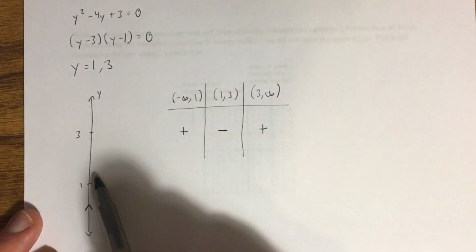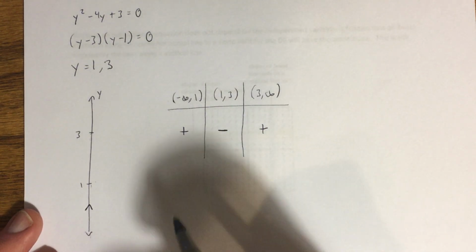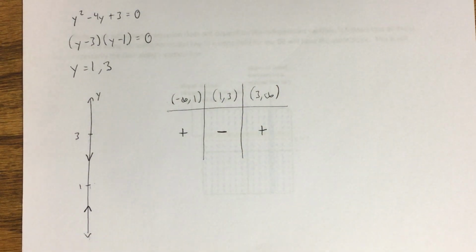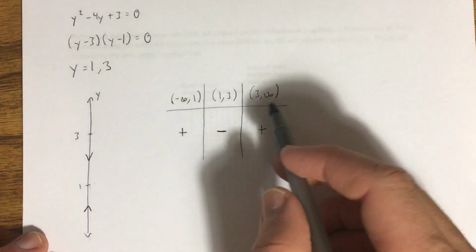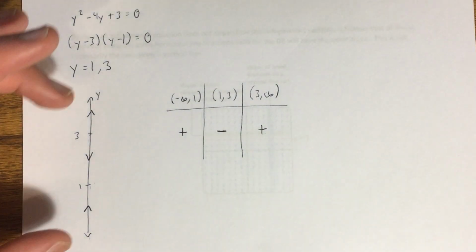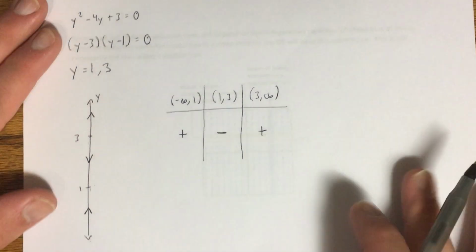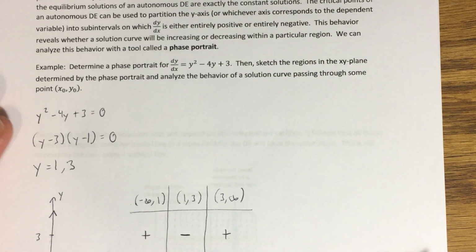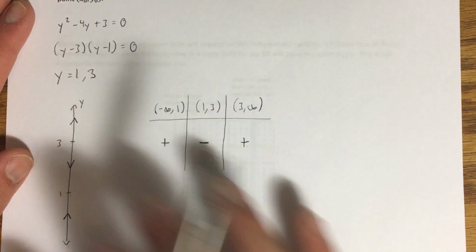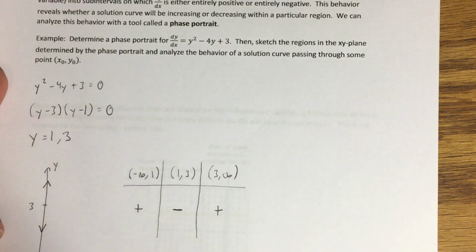Using the same logic, on the interval from 1 to 3, we have negative slopes, indicating that our solution curve would be decreasing there. And then in this interval from 3 to infinity, we have increasing behavior because our slopes are all positive there. So this is the first step of what we were asked to do. We were asked to create a phase portrait, and that's what this vertical line is. The table was a tool to help us fill that out.